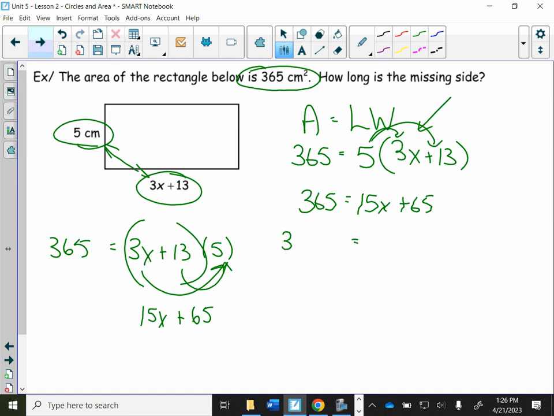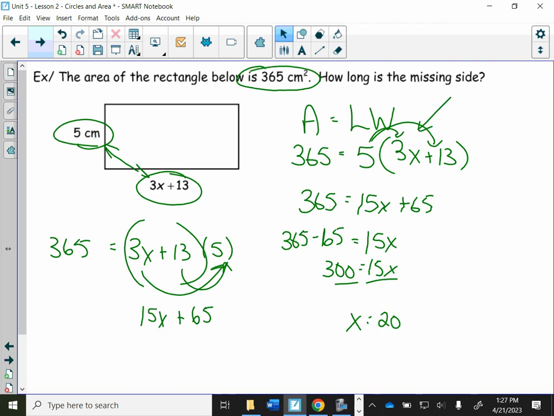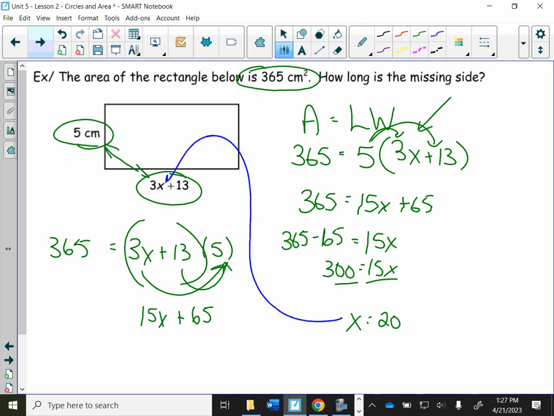We're going to solve this. 365 minus 65, numbers on one side, letters on the other. We get 300 is 15x. Divide out the 15s, and x is 20. And if we know that x is 20, we can go back up to this guy and say, hey, 3 x's or 3 20s plus 13 makes 73 centimeters. And we've solved for a missing side using our formula for area.